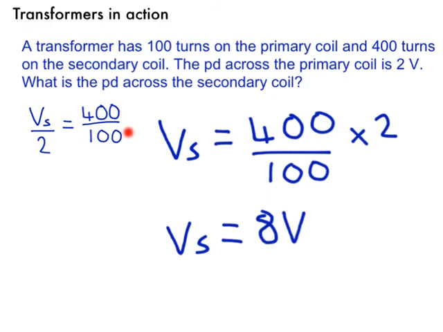I can see that if I look at this, it double checks for me really. The number of turns I had was 100, and it was multiplied by 4 to be 400. I can see that my original voltage was 2. Well, if I multiply that by 4 as well, I'm going to get 8 volts. So that's just a little check to make sure that you've got the right answer.